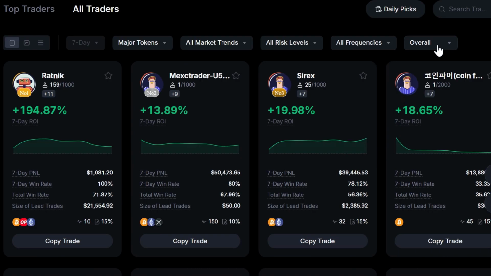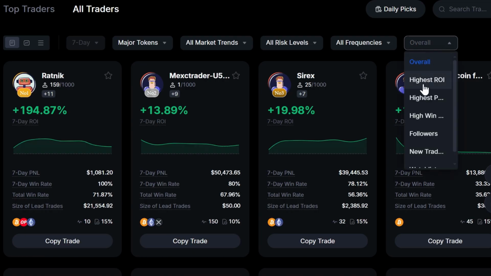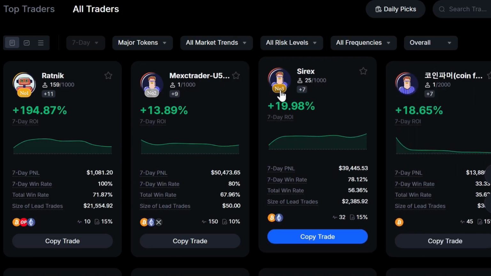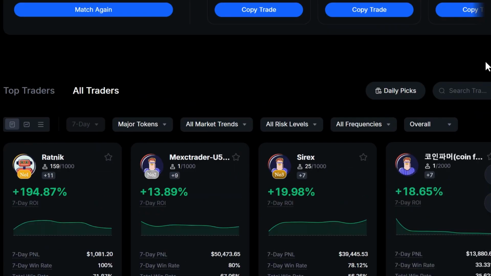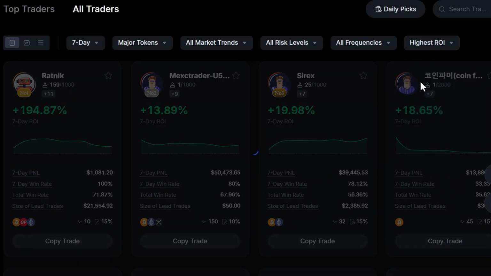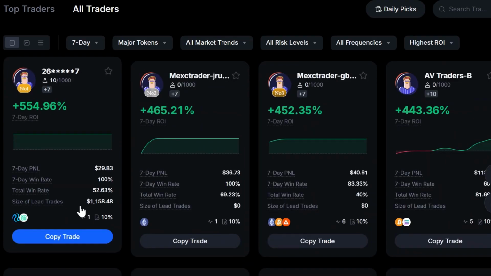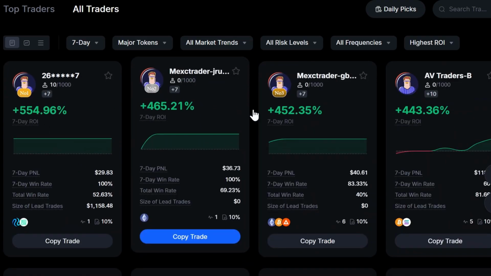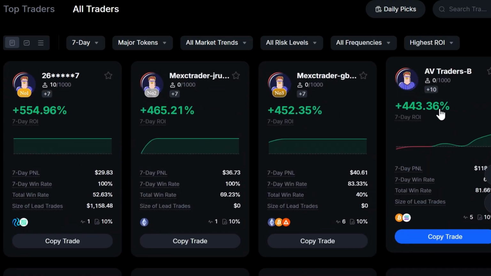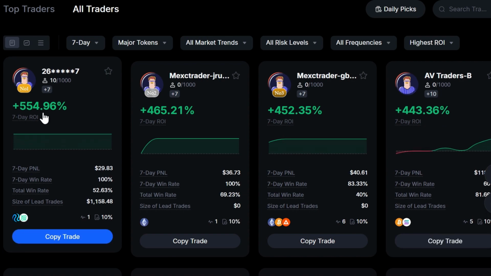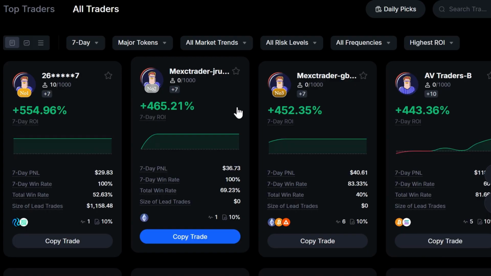Overall ranking is MEXC's rating system that combines multiple performance factors. Higher ranked traders have generally proven themselves over time, but always verify their individual stats yourself. Don't just blindly follow the top ranked trader without doing your research. ROI percentage shows the return on investment the trader has made in percentage terms. This tells you how much profit they've generated relative to their capital. Higher is better, but you want to see consistency, not just one massive spike.